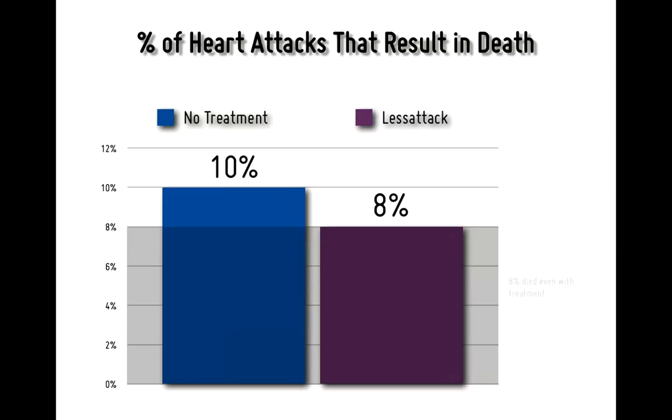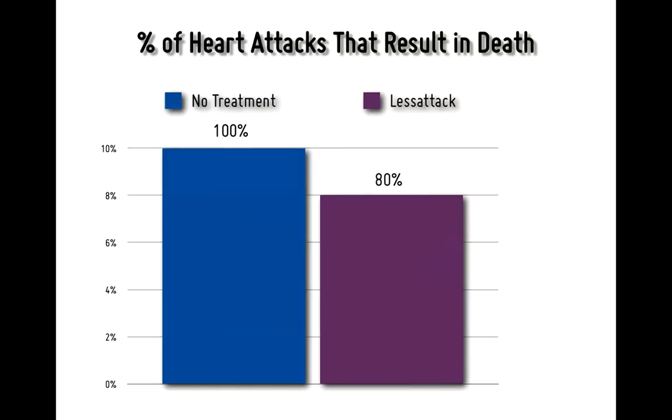And the top number? Notice we're only showing the bottom 12% here. Survived even without any new treatment at all. And again, the middle bar. This is the group that Lessatak affected. If you got Lessatak, 2% less of them died.